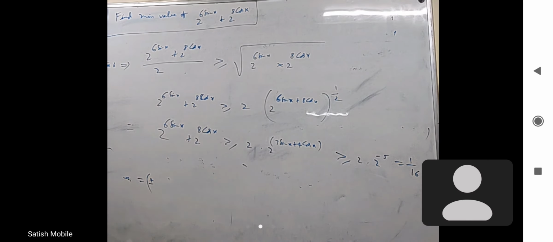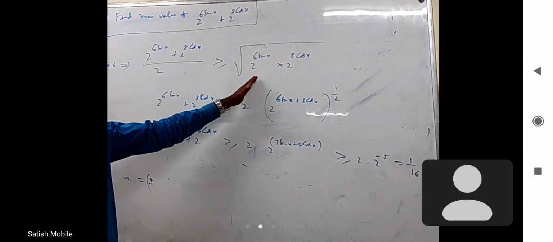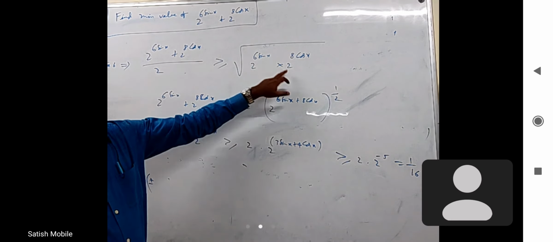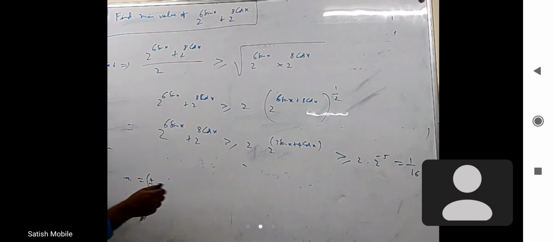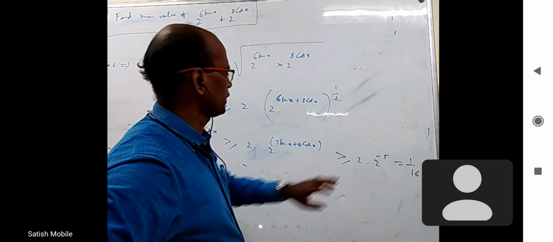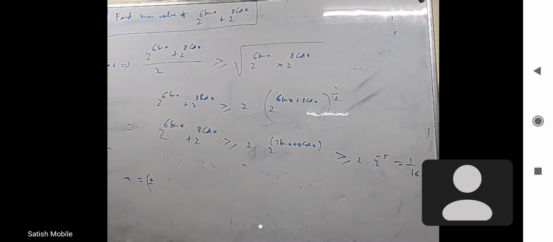Okay. But of course there is a flaw in this. 1 by 16 will not happen. Why? For the AM-GM inequality, equality will happen only when the two quantities involved are equal. These two are equal when 6 sin x equals 8 cos x. But the minus 5 will happen not when 6 sin x is equal to 8 cos x, it will be when cos x equals 4 sin x. So, 1 by 16 will not happen.